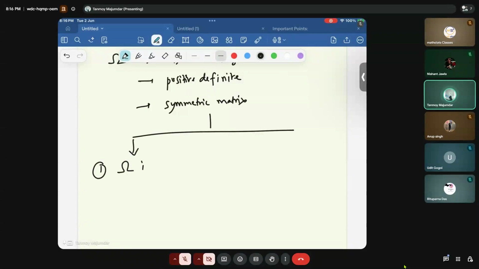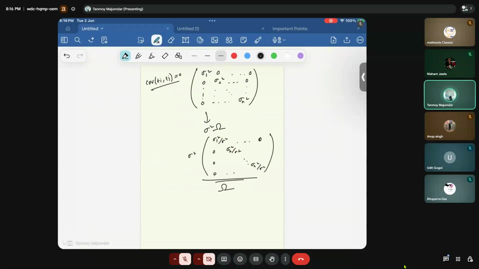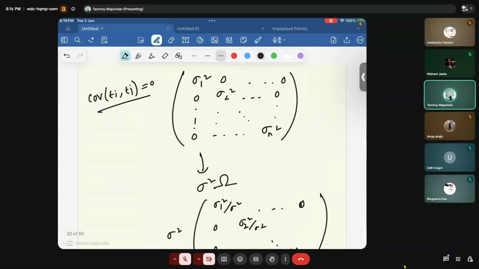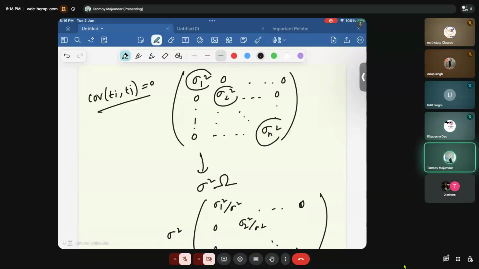Omega is diagonal, but unequal variance. फर्स्ट सिचुएशन. इसका मतलब क्या है कि जो वेरिएंस हम लोगों ने यूज किए थे, दैट सिग्मा 1 स्क्वायर, सिग्मा 2 स्क्वायर, these are unequal variances, right? So this is the first case.